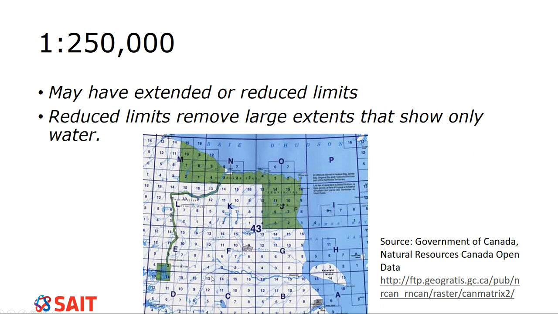N is one of the maps. So we have A, B, C, D, all the way up to P. These are the 1 to 50,000 maps, but for the 1 to 250,000, which says 43 in the center, it's this great big square all the way around, and it's going to have these reduced edges. There's no point in including these great big areas of water outside of that. Why would we put something there when it's just water and there's not any land? A topographic map is merely showing that. So that's just taking a look at this one large square, and seeing that shorelines do have an impact on these maps.